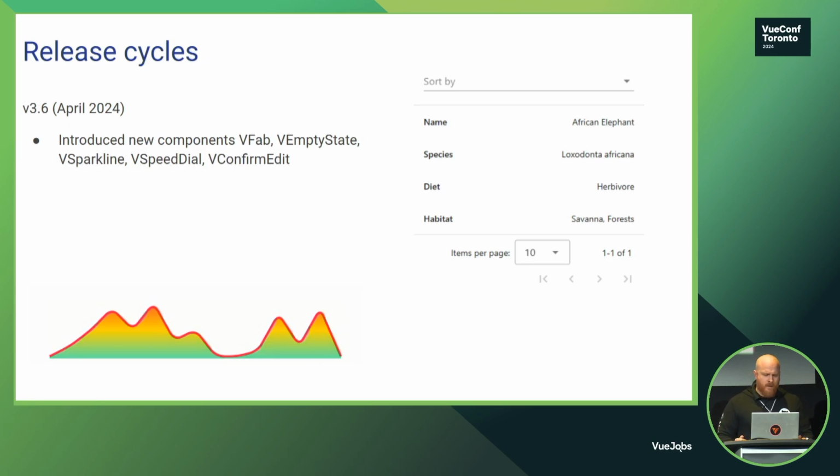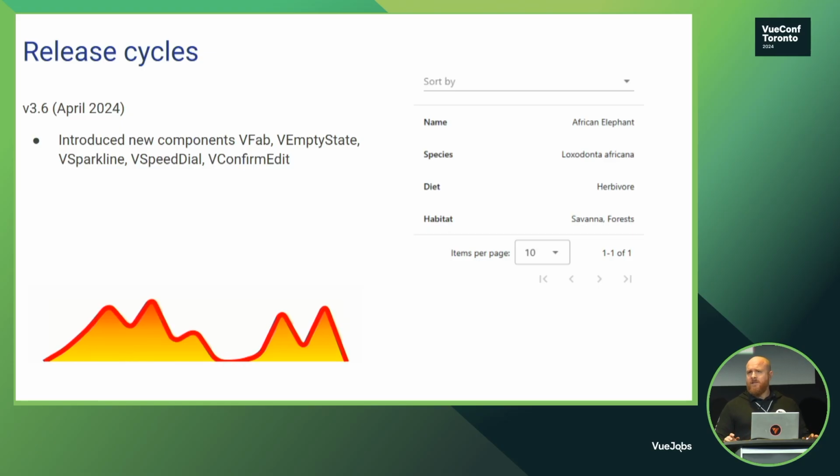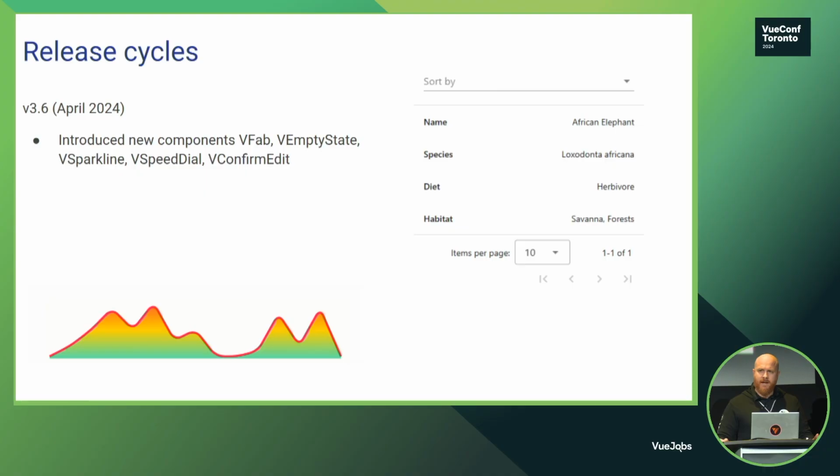And then brought back Sparkline, which is what you see on the screen right here. This was a Vuetify 2 component. It's an easy way for you to visualize data to a user in either a line or a bar chart. And then finally, vConfirmEdit. This is a component, if you're familiar with the V2 edit dialog that we removed, this is the replacement for it. It offers you a way to have data confirmed before it's persisted.